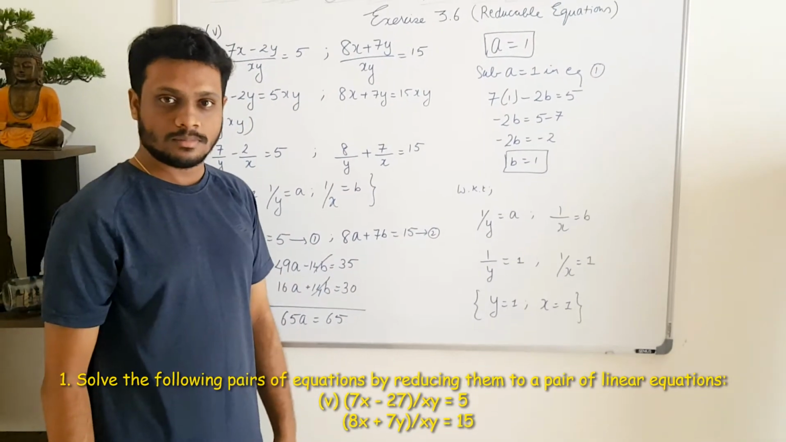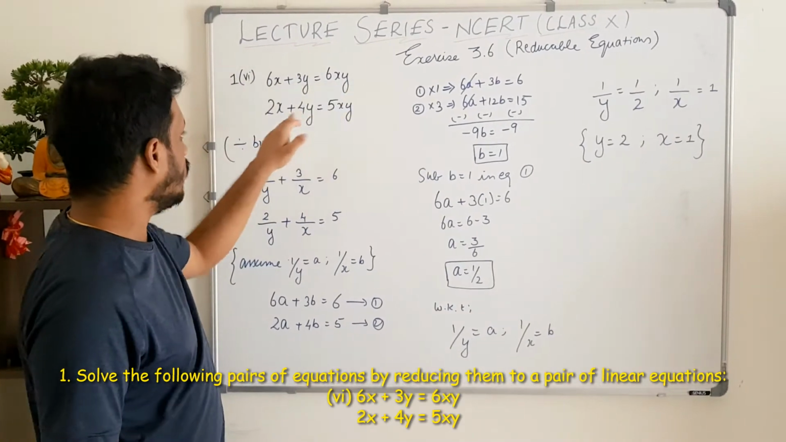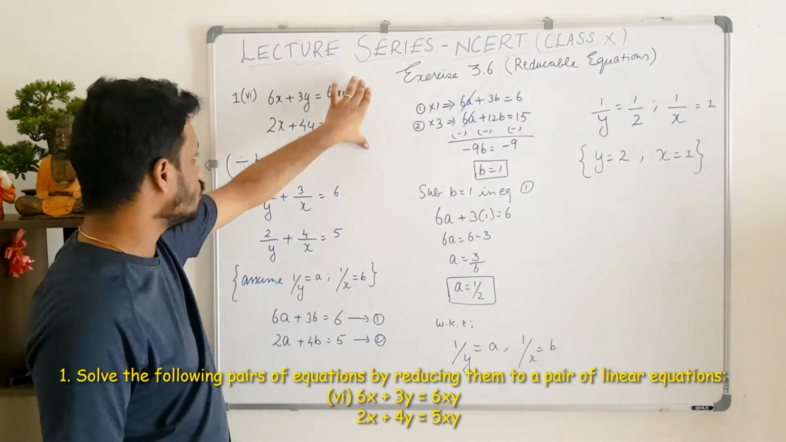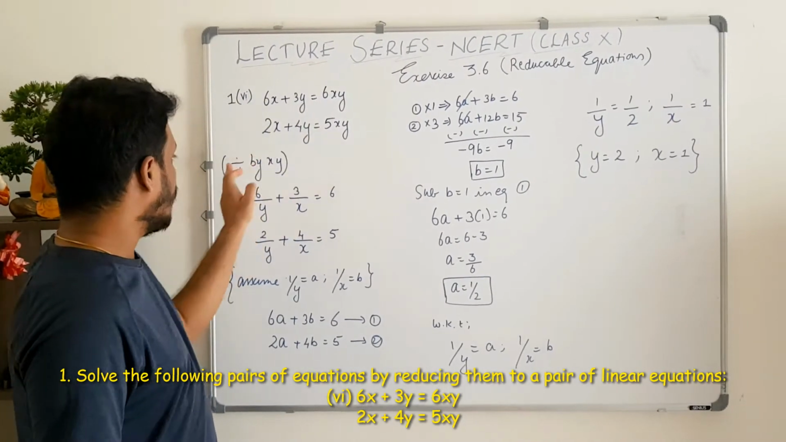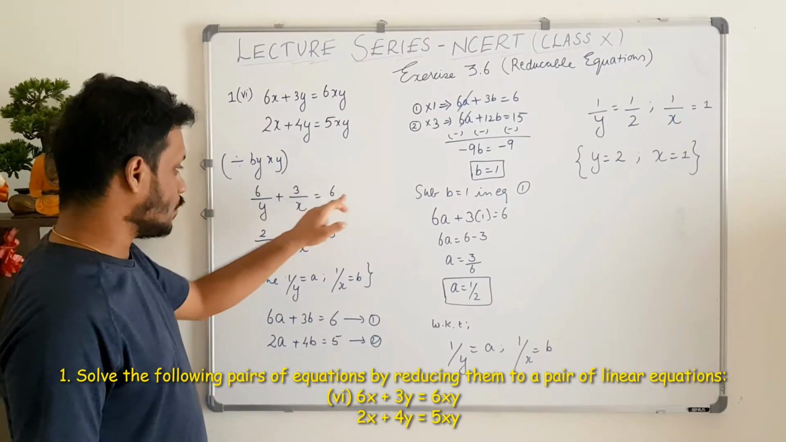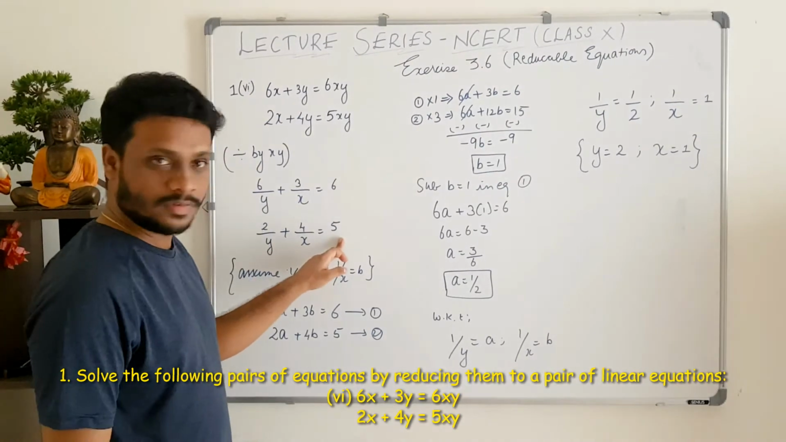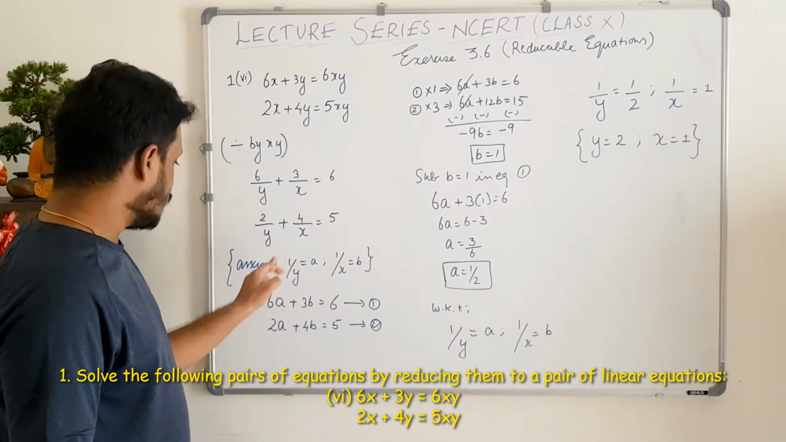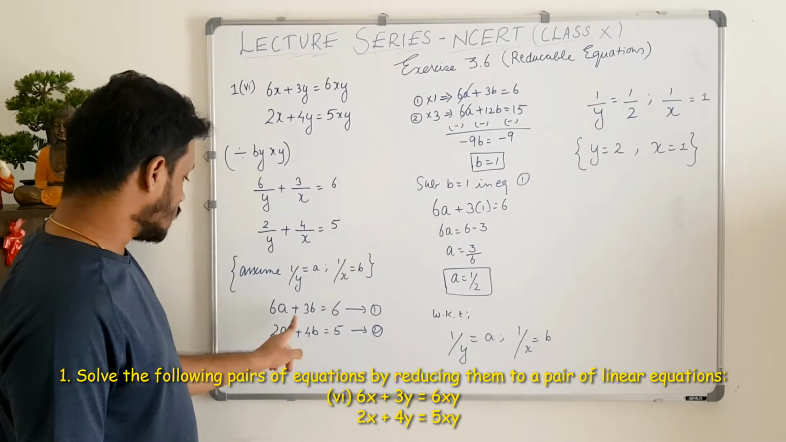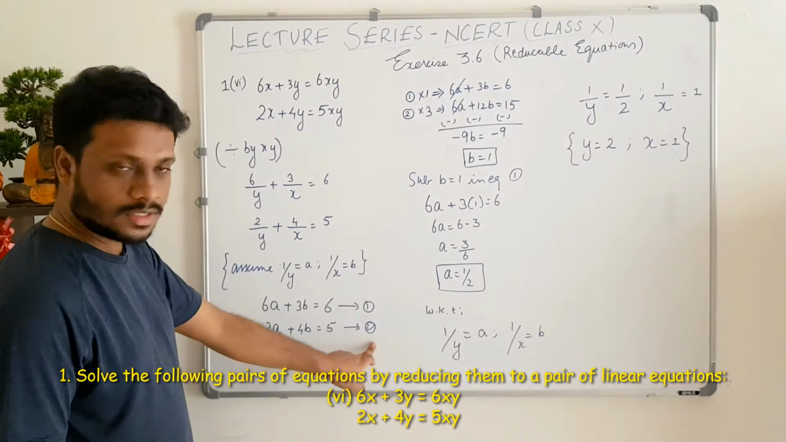The sixth subdivision, it is 6x plus 3y is equal to 6xy, 2x plus 4y equal to 5xy. So this is again not in the form of an equation. So in order to make it into the required form, I divide the complete equation with xy. So I get 6 by y plus 3 by x is equal to 6, 2 by y plus 4 by x is equal to 5, as we obtained in the previous example. So here the assumption is 1 by y is equal to a and 1 by x is taken as b. So the equation reduces to 6a plus 3b equal to 6, 2a plus 4b equal to 5. So this becomes my first equation and second equation.